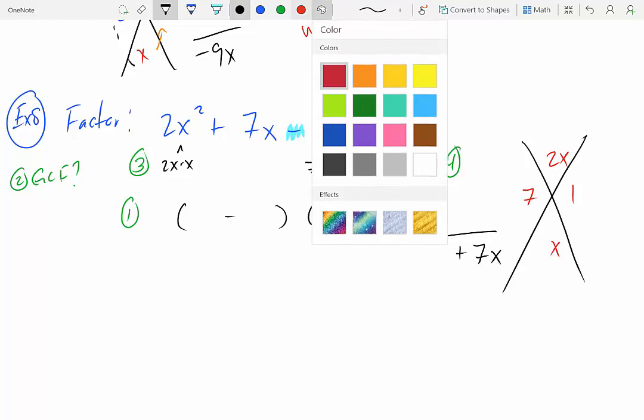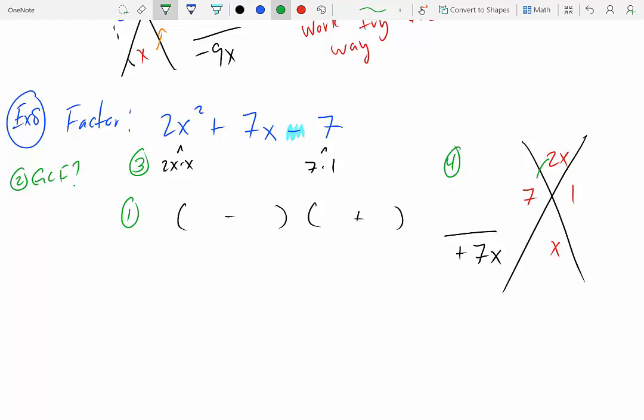So let's go left. We get 2x times 7 is 14x. And x times 1 is x. We cannot subtract that to get 7x, so that doesn't work. Let's try the other way.